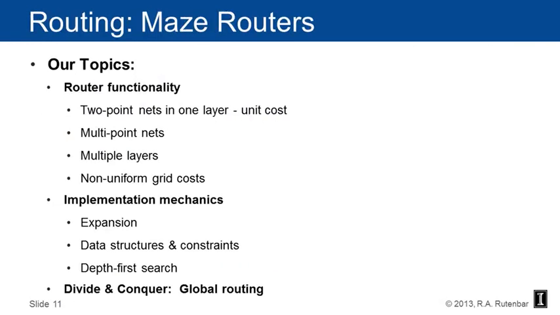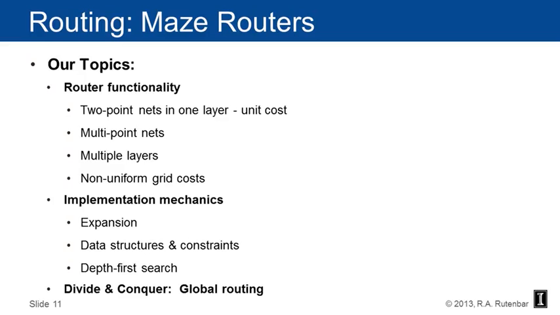So what are we going to do in the maze routing business? Well, here's our high-level roadmap for the rest of this lecture. So we're going to talk first about function, the things we want a router to do. The first thing is two-point nets in one layer where everything costs the same, so-called unit cost. That's the most basic router. Then we're going to talk about multi-point nets because not every net has 2 points on it, 2 pins on it. Then we're going to talk about routing in multiple layers because real ASICs have maybe 10 layers of wiring.